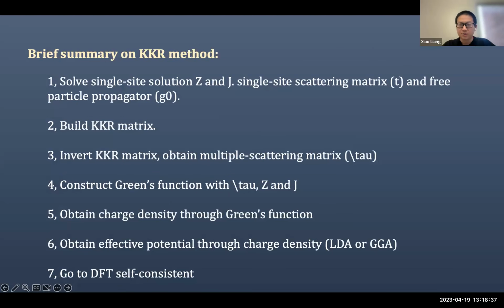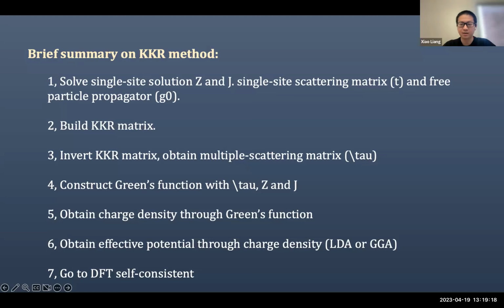Okay, let's do a brief summary of the KKR method. Firstly, we need to solve the single-site solution Z and J, and the single-site scattering matrix T, and the free particle propagator G0. Then we build the KKR matrix using these elements, and then we invert the KKR matrix to obtain the multiple scattering matrix TOR. And we construct the Green's function with TOR, Z, and J, and we obtain the charge density through the Green's function by the integration on the imaginary part of the Green's function.